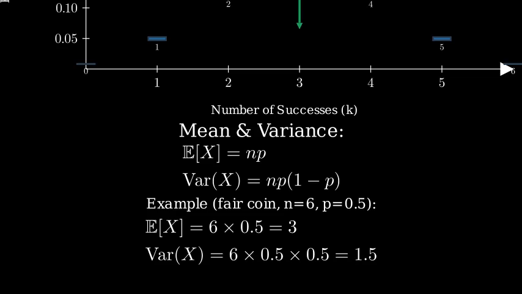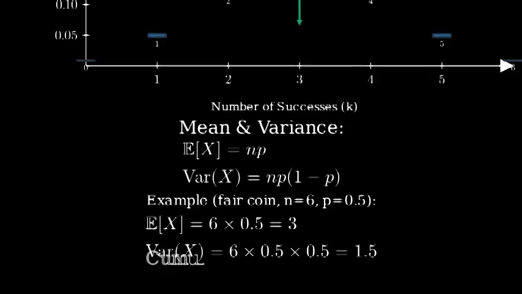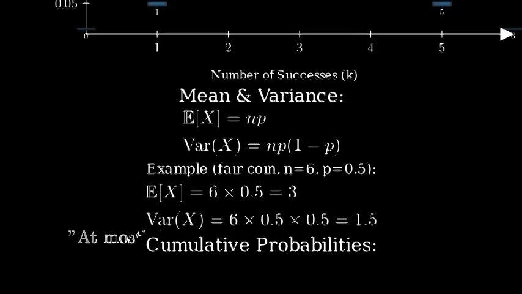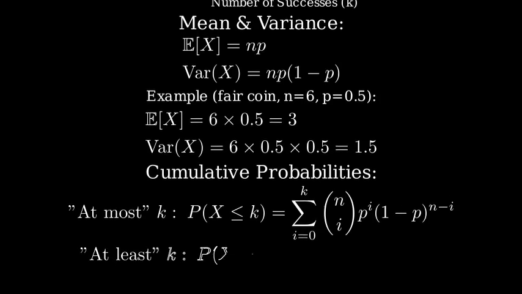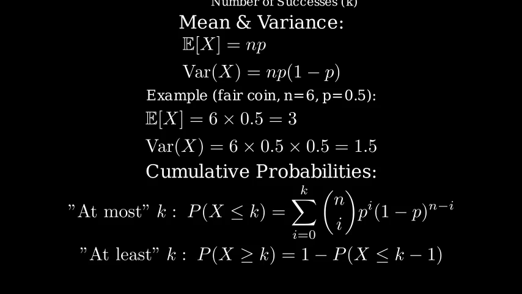Often, we're interested in cumulative probabilities rather than exact probabilities. For instance, we might want to know the probability of getting at most k successes, which is the sum of probabilities from 0 to k, or we might want to know the probability of at least k successes, which can be calculated as 1 minus the probability of at most k minus 1 successes.